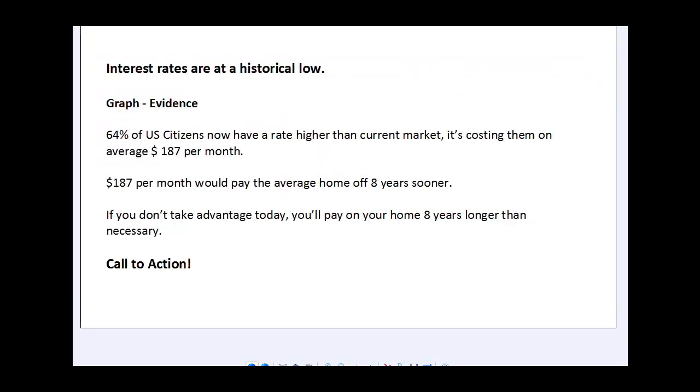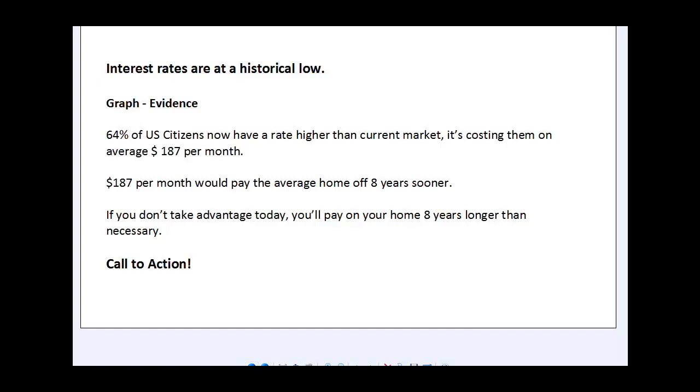Why is this important to you? Well, you could be one of those that are paying a much higher rate than the current market, and it could be costing you some serious dollars. Dollars that could be redirected towards your personal pension plan, dollars that could be redirected in starting a personal pension plan, or monies used just to pay off your house sooner rather than later. This is a call to action, and we encourage you to take advantage of it today.